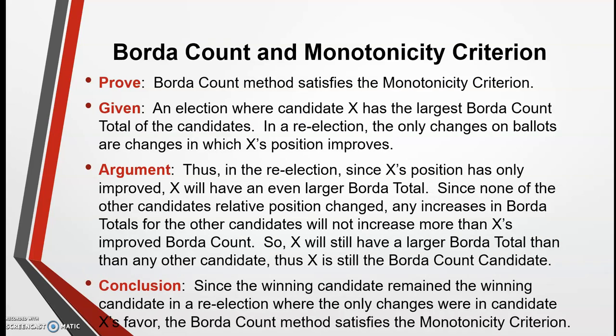So the plurality method does satisfy the monotonicity criterion. What about Borda count? Again, if we assume that we have an election where X has the largest Borda count total, therefore they won, and in a re-election, the only changes favor X. Well, if X is being favored, then that means X is being given more points than they originally had. If they already had the most points and they are only given more, then they will still have more than anybody else. So the Borda count also satisfies the monotonicity criterion.